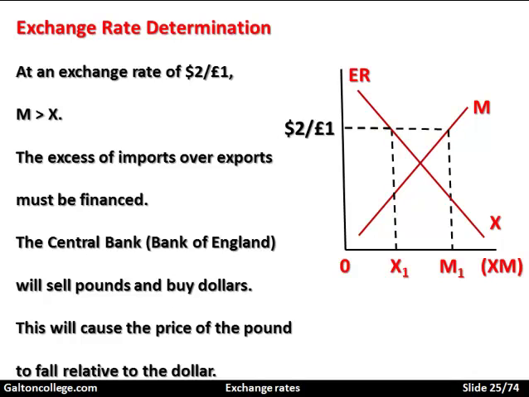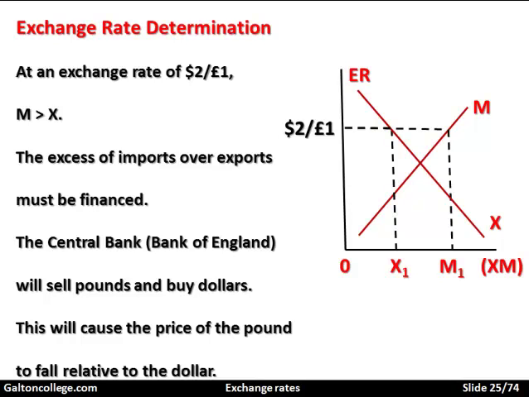And there will be downward pressure on the exchange rate because the Bank of England will sell pounds, forcing the exchange rate downwards, and it'll buy dollars, which will also force the exchange rate downwards. So what will happen then is that as the exchange rate falls, exports will increase because exports are cheaper, and as the exchange rate falls, imports will decrease, moving us towards the equilibrium.